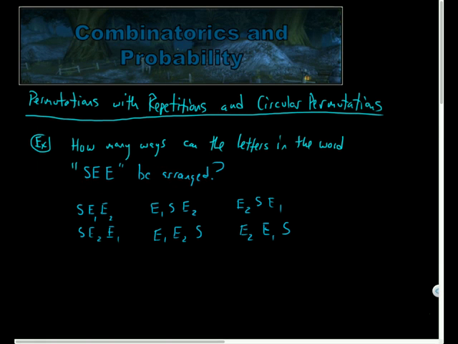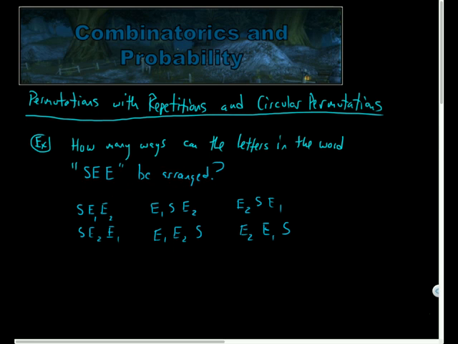Greetings and welcome. In today's video, we're continuing our look at combinatorics and specifically looking at permutations with repetitions, which is a special case of permutation, and then circular permutations. So our first example, I have the question that says, how many ways can the letters in the word SEE be arranged? And notice I get 6 possible outcomes, right?